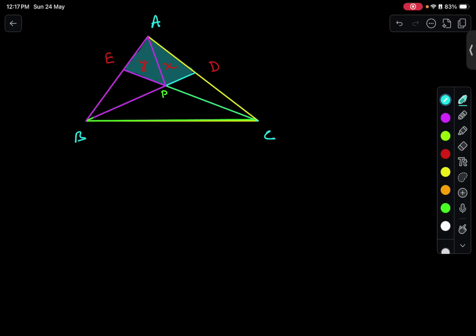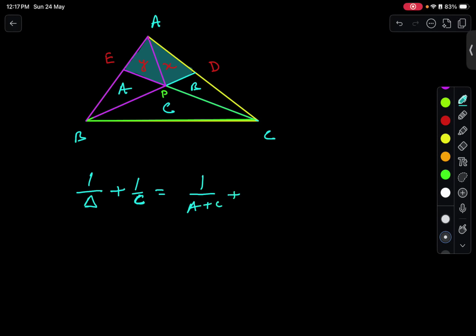सो मैंने जितने पजल थे सब किए हुए, अब टाइम के कंस्ट्रेन के कारण just we have to stick with this. So this is A, B, C, and X plus Y. Okay, X plus Y is the area of the shaded portion, what we need. Okay, so the formula is 1 upon del plus 1 upon C. 1 upon del is the area of the total triangle, and C is the area of the lower part, is equal to 1 upon, ये आपके लिए एक होमवर्क भी है, you have to prove this.